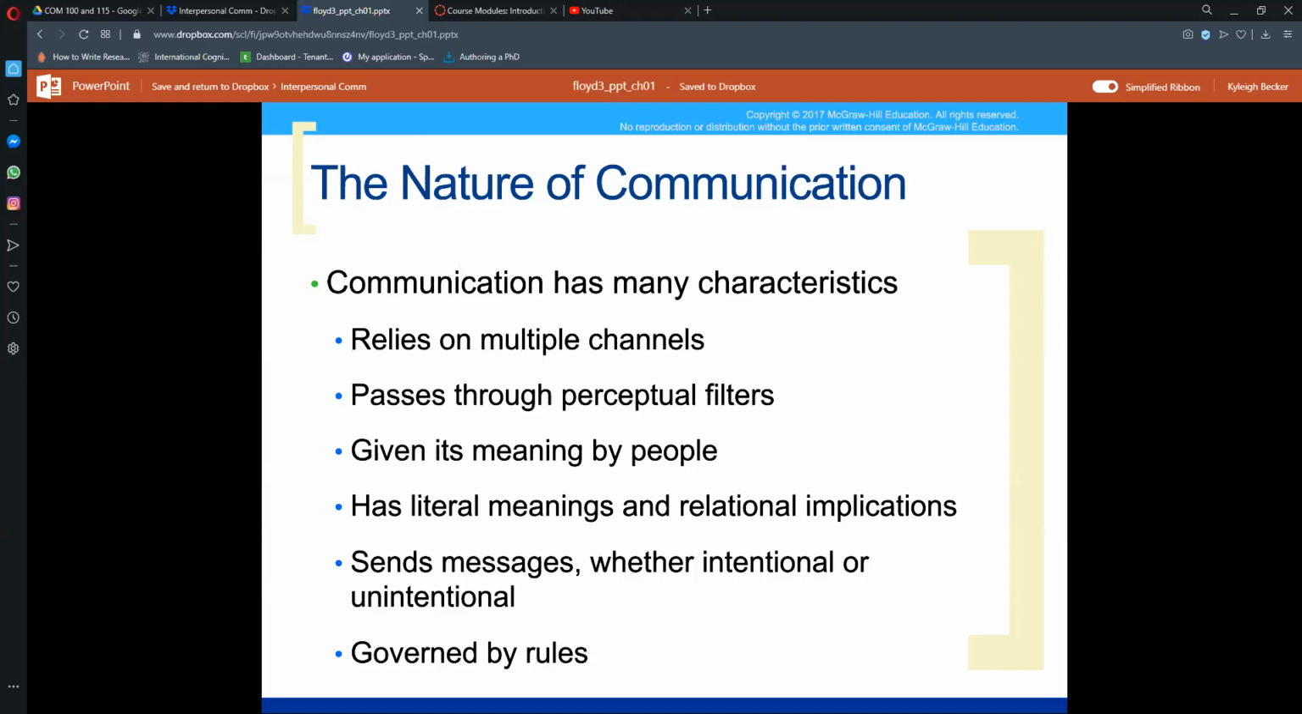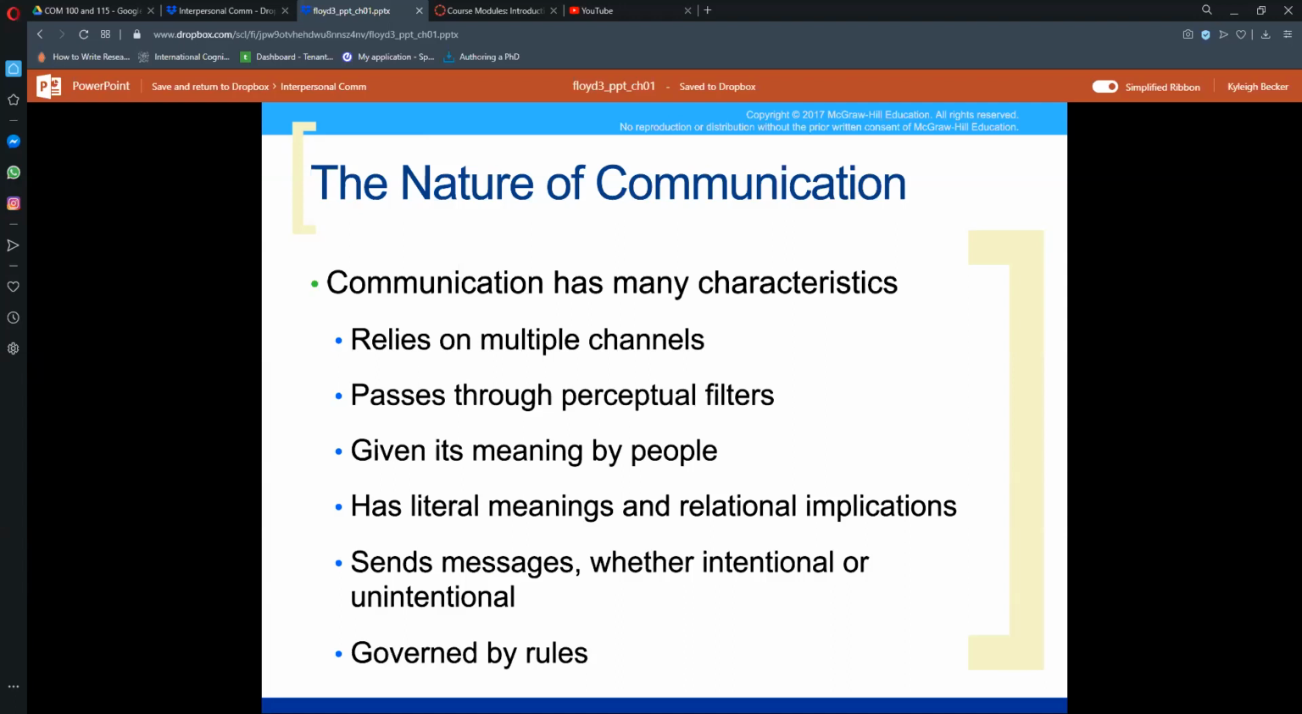Communication has literal meanings, but also figurative meanings too, and relational implications, because once we say something, we can never take it back. We cannot rewind and say, ooh, I don't actually want to say that to that person because they had a bad reaction. No, everything we say and everything we do, how we act, has a relational implication. It will affect our relationship with that person from that moment on.